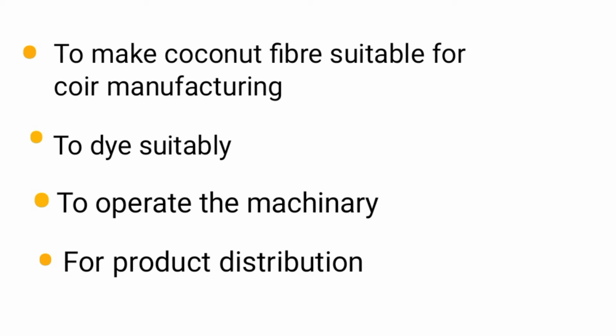Then is to operate the machinery. The laborers operate the machinery to work. Then is product distribution. They will distribute the products by giving or selling them to wholesale shops and so on, and it will reach our hands. So these are the manpower used in this coir manufacturing company.